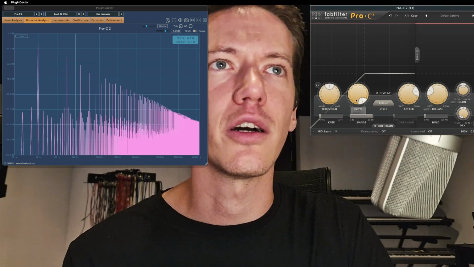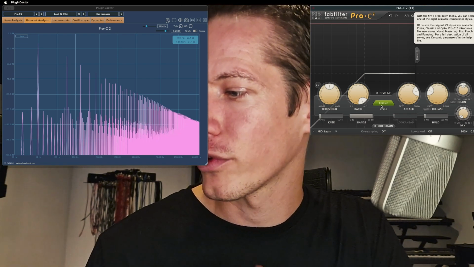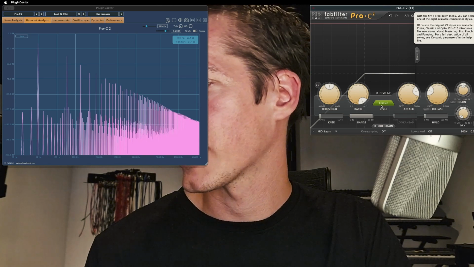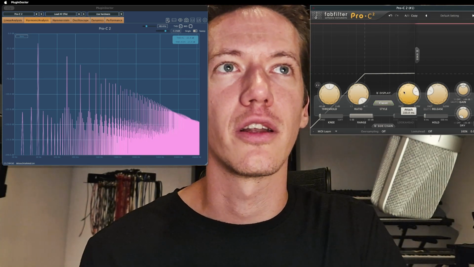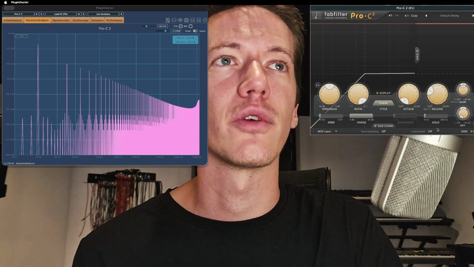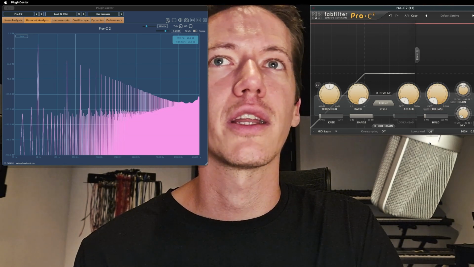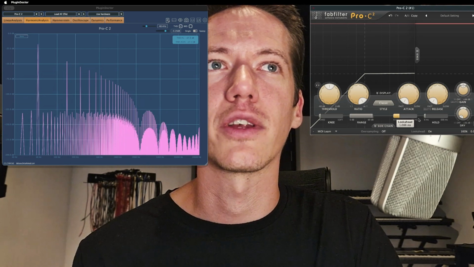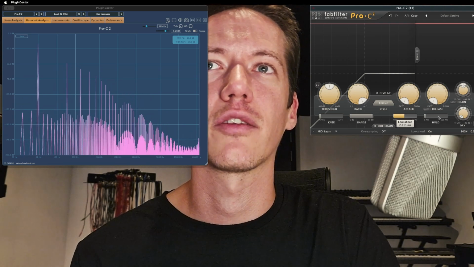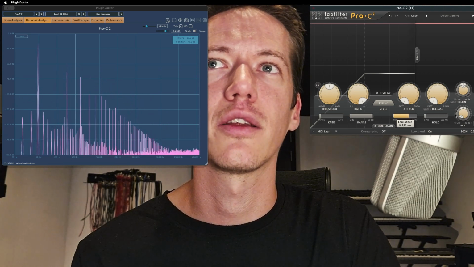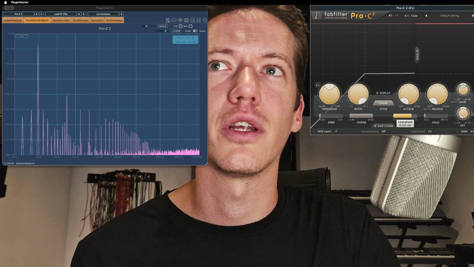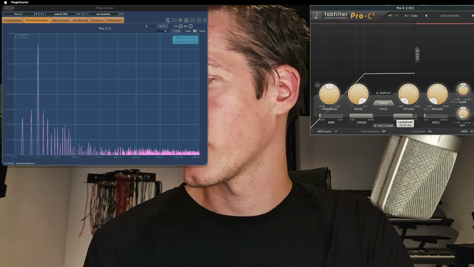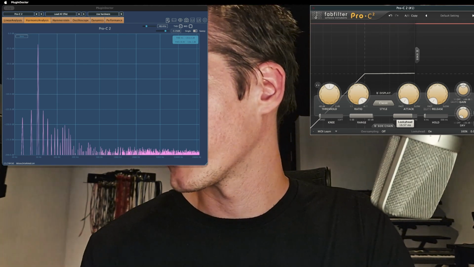But weirdly enough, my finding with Pro-C 2 was that the look ahead has more impact than anything else here. Let's have a look. I'm going to turn on attack at 0, release at 0, turn on the look ahead, and you will see. Wait a second, it's coming down, down, until it totally disappears here.